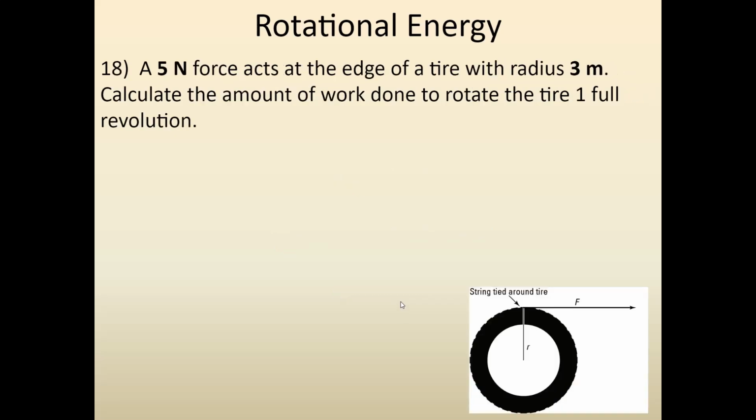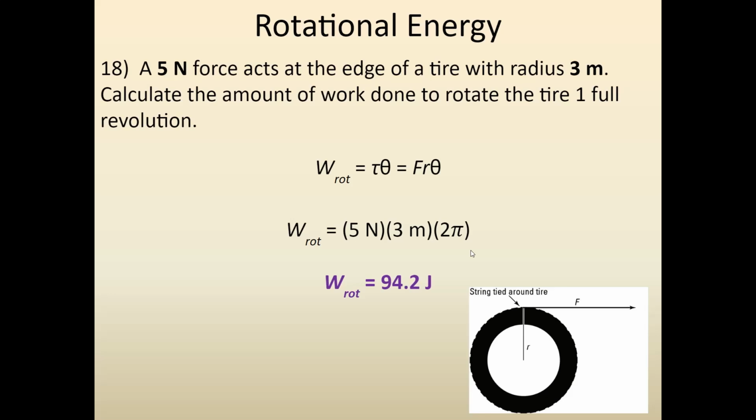All right, so we're told that we have a 5 Newton force acting at the edge of a tire that's 3 meters, and we want to know the amount of rotational work essentially to rotate it one full revolution. Remember, one full revolution means 2 pi radians, because in the equations we have to keep this in radians. And torque is just going to be force times the radius, or the distance that it's acting at. So 5 times 3, and then times 2 pi, and we end up getting 94.2 joules.